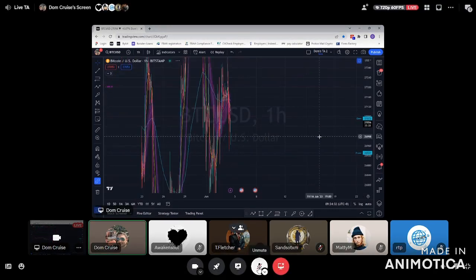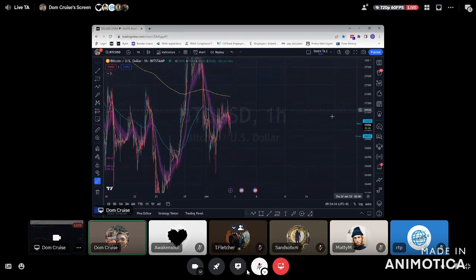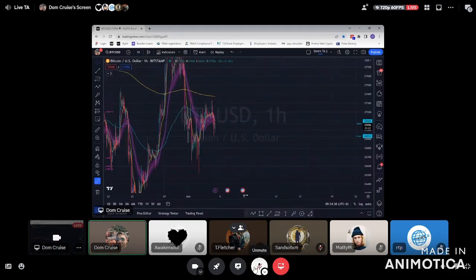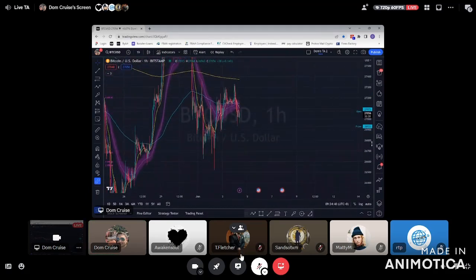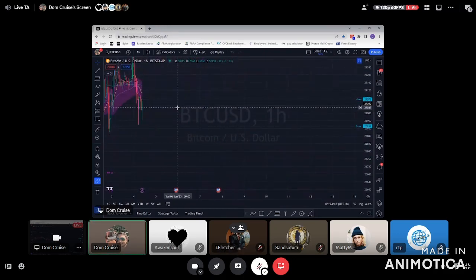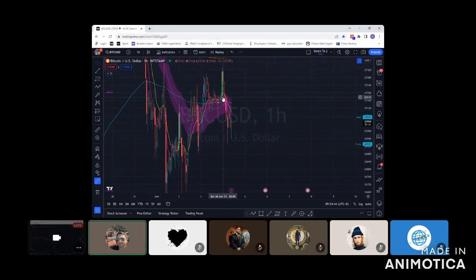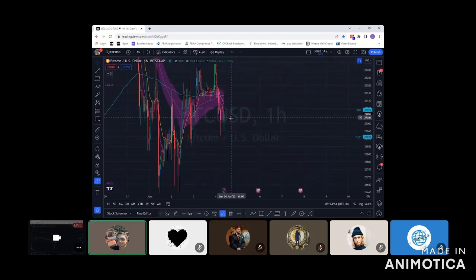So you can see here, it's nowhere. But also, this is the most important bit for me: on the 1 hour with the cloud, the 50 is pointing down, and the 200 and that are slightly coming down. So we're in a very slow downtrend, like very slow. And you can see here, it's just closing below this cloud. It's rejection, rejection, rejection, rejection.